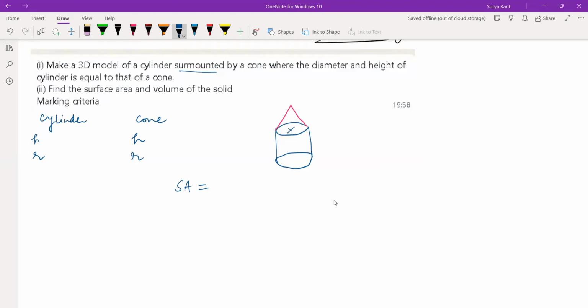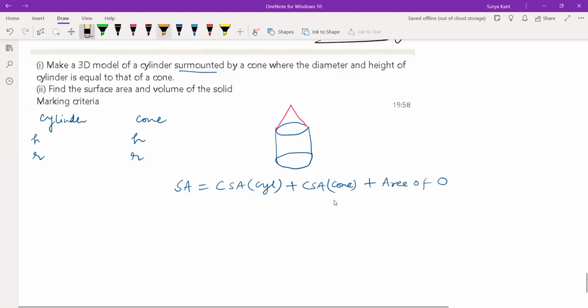Here, what can we do? We should not consider this one. Sir, we can consider one circle at the bottom. So it will be the surface area of both the solids plus the circle area. Yes, you should find the surface area of the cylinder. CSA of cylinder plus CSA of cone plus area of circle. Many people will not understand why we are doing this. They are asking surface area, so some people will get confused: do we have to find CSA or TSA?